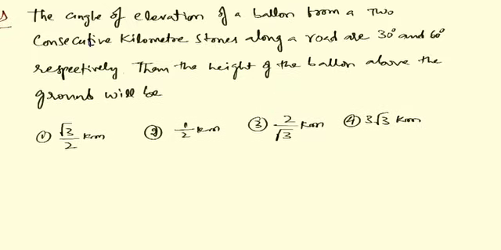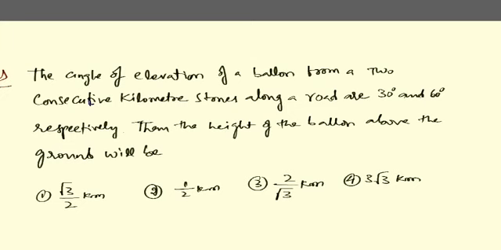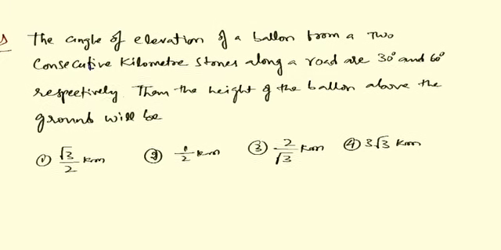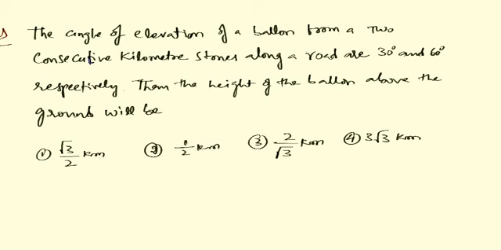What is given in the next problem? The angle of elevation of a balloon from 2 consecutive kilometer stones along a road are 30 degrees and 60 degrees respectively, then the height of the balloon. See, friends, there is a balloon flying, and at what height it is not given. So this is what we need to find. And the stones are 1 kilometer apart, 2 consecutive kilometer stones means 1 kilometer distance, and the angles of elevation are found to be like this. This angle of elevation is found to be 30 degrees, and this angle of elevation is found to be 60 degrees.